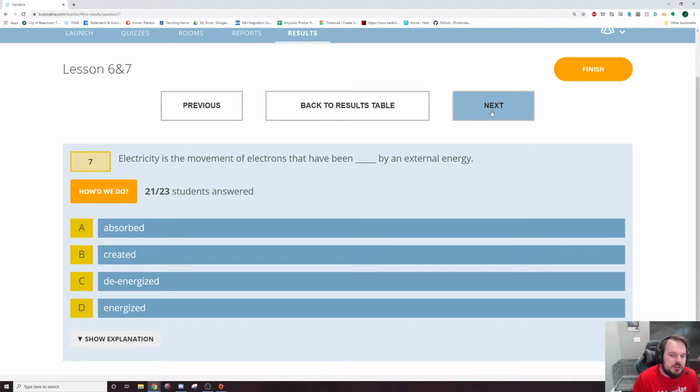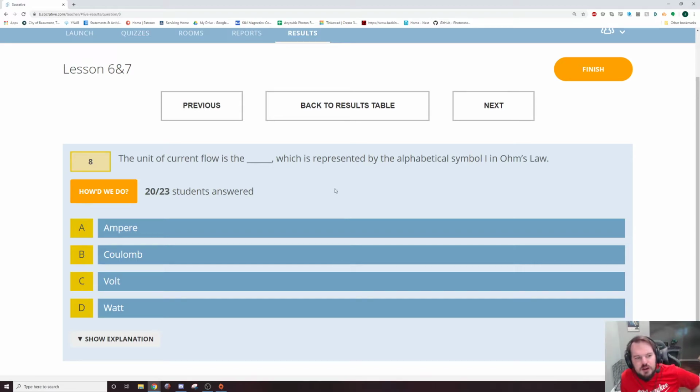Electricity is the movement of electrons that have been energized by an external energy. The unit of current flow is the blank, which is represented by the alphabetical symbol I in Ohm's law. Amps. I stands for intensity. That's why it's I. It's the intensity of the current flow. The ampere is the unit for current flow.